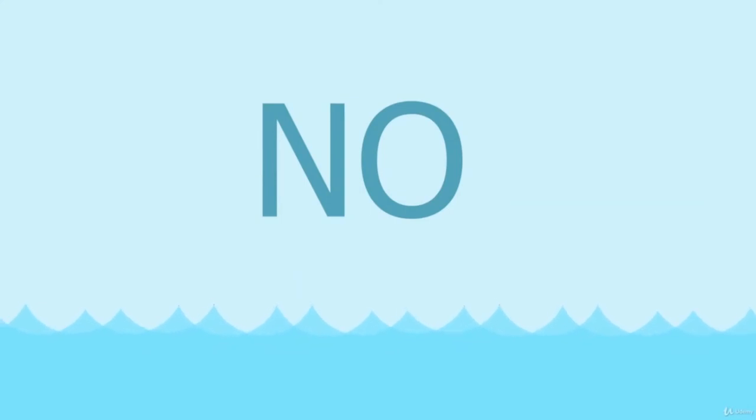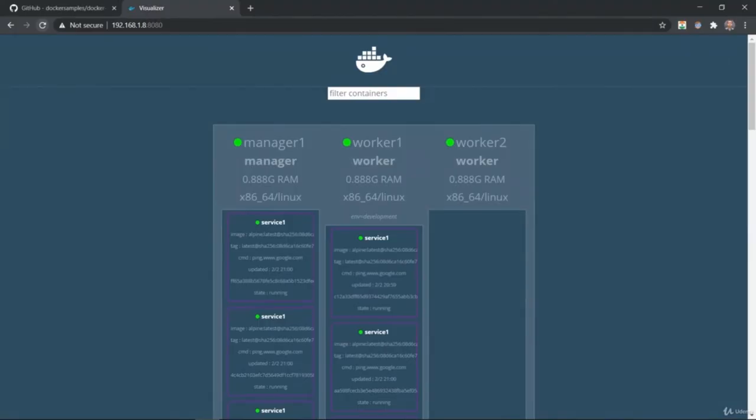The answer is no, because whenever you add a new node into your Docker Swarm, it doesn't mean the services running on your earlier nodes will be shifted to the newly added node. For that, you just need to do forced rebalancing. Okay, so we're going to learn about forced rebalancing as well, and also see how Docker Swarm manages automatic load balancing. Okay, so here we go.